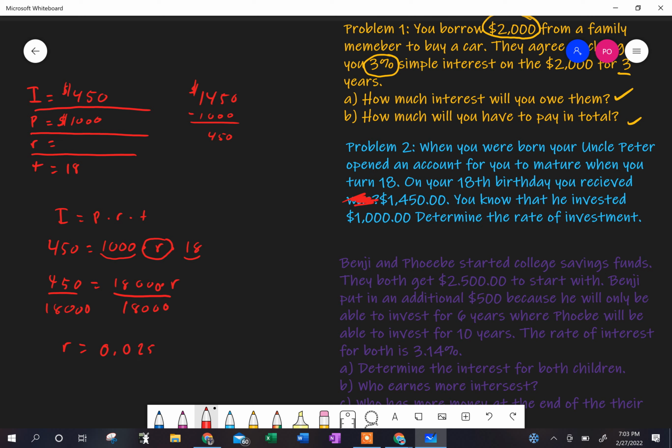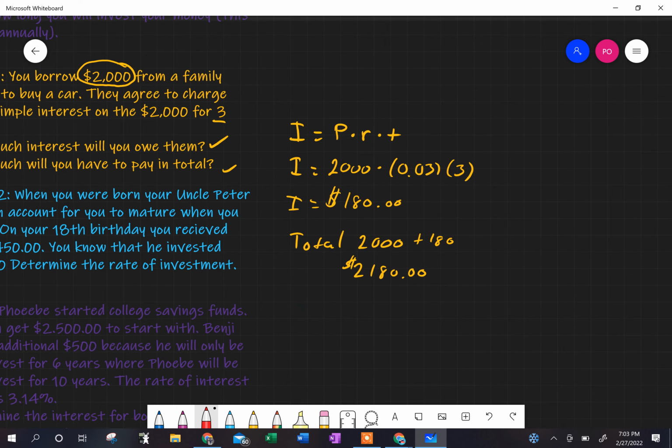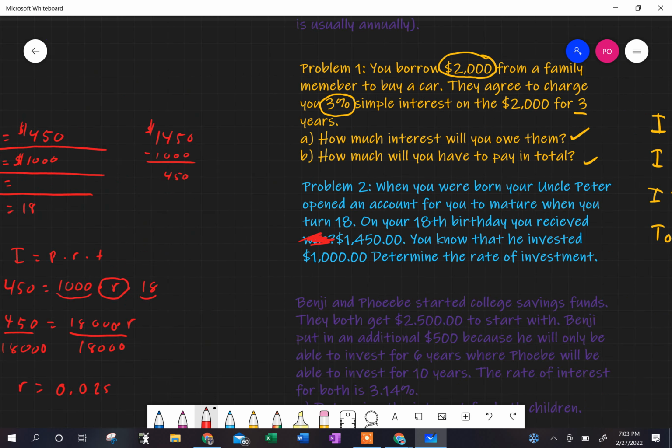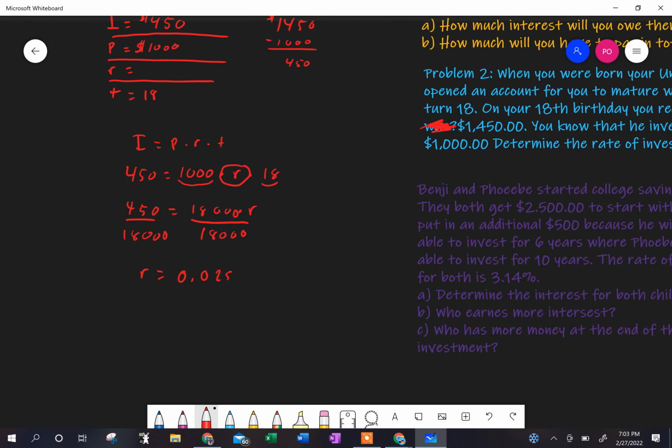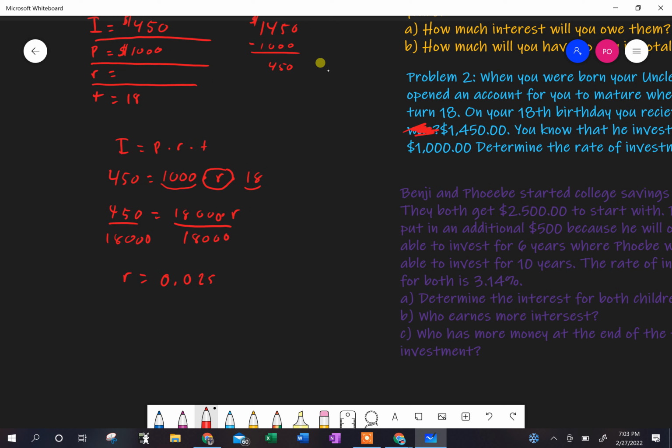Now, that's my rate, but remember, I want it to be a percent. So before, in number 1, when I had 3%, I changed it to 0.03, and I did that by dividing by 100. So here, I'm going to multiply by 100 to find out my percentage. So 0.025, or 25 thousandths, times 100 gives me 2.5%.